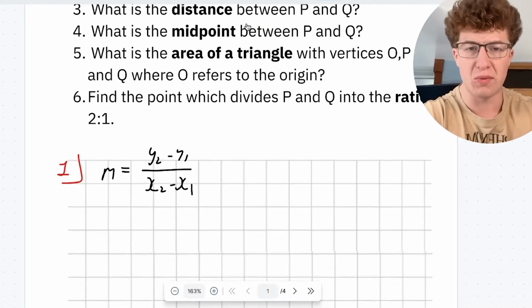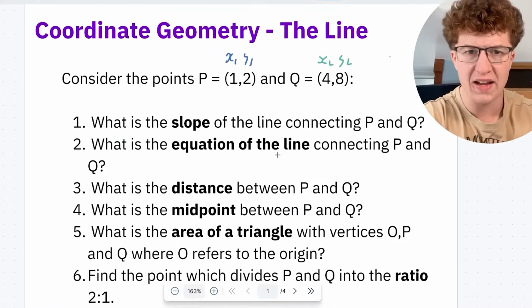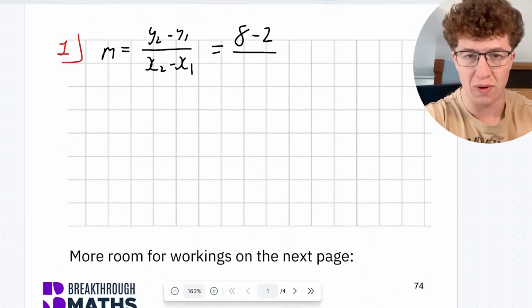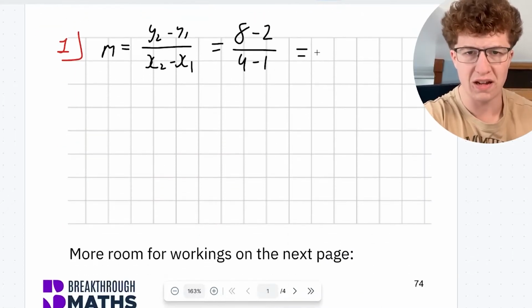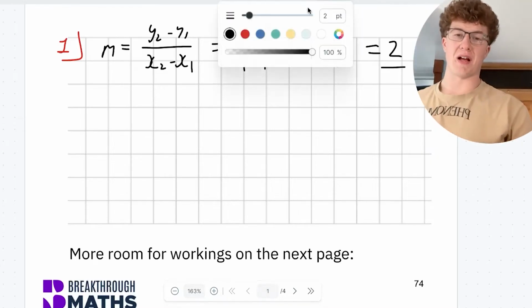So y2 minus y1 is going to be 8 minus 2. And x2 minus x1, we're going to have 4 minus 1. So that's going to be 6 over 3, and that's going to be 2. There we go. First question done already.